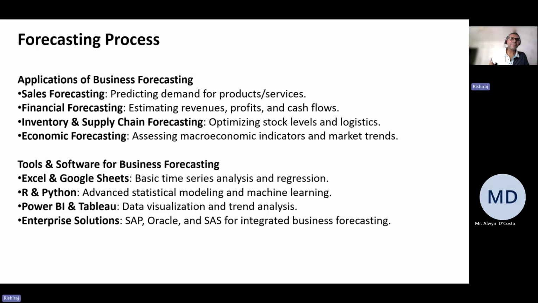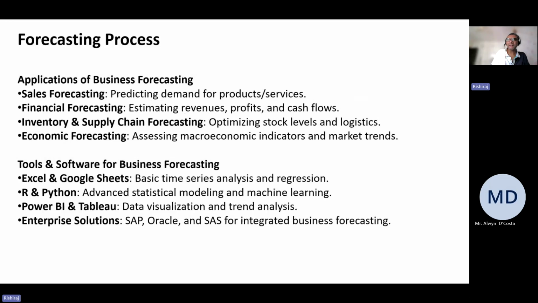Then inventory and supply chain forecasting. For manufacturing companies, e-commerce companies, trading companies, and quick commerce companies, it is a huge challenge to manage their inventory. So prediction of demand and prediction of inventory also help them to manage their entire supply chain activity in a greater manner. And then there is economic forecasting.